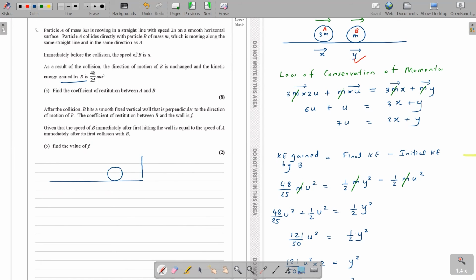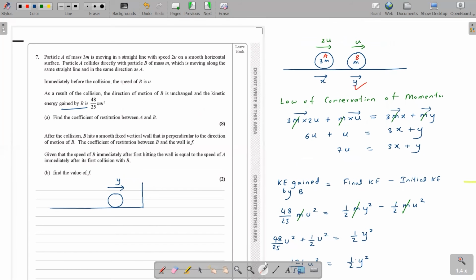So it hits a smooth vertical wall. After the collision, B hits a smooth vertical wall, and we know the speed with which it is going to hit the wall, right? It hits with the speed y. Given that immediately the speed of B after first hitting the wall is equal to the speed of A. Okay, so it's equal to the speed of A now. So given that the speed of B immediately after hitting the wall is equal to the speed of A immediately after its first collision with B, find the value of F.